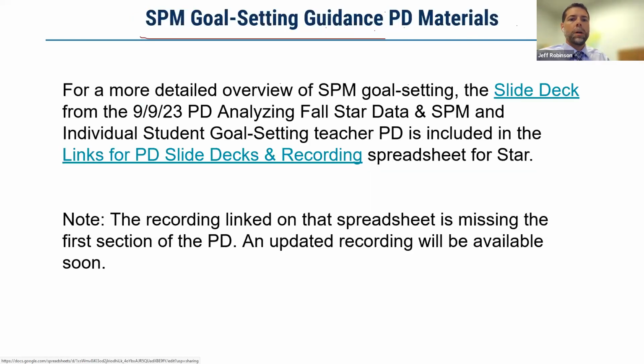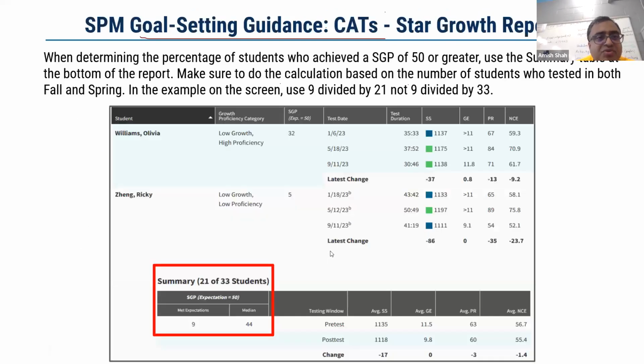All right. Jeff, can you repeat one more time? So the class has 33 students, and out of those 33 students, only 21 of them took both tests. So only those 21 have an SGP. Out of those 21, 9 of them actually met it.